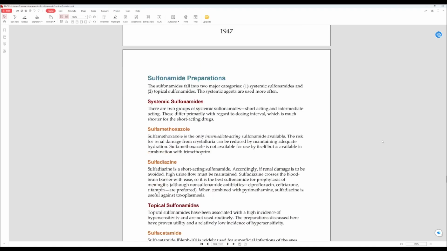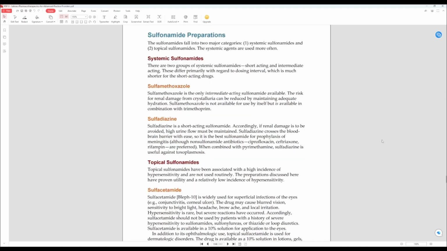So, what are the sulfonamide preparations? Sulfonamides again fall into two major categories: systemic sulfonamides and topical sulfonamides. The systemic agents are used more often. So, touching on systemic sulfonamides, there are two groups, short-acting and intermediate-acting. These differ primarily with regard to the dosing interval, which is much shorter for the short-acting drugs.